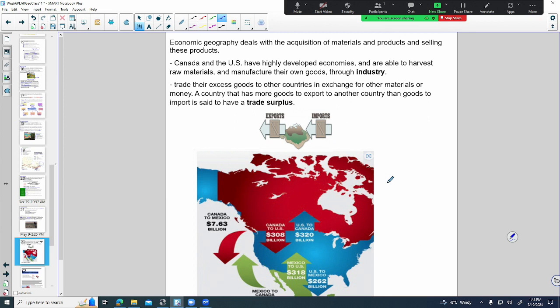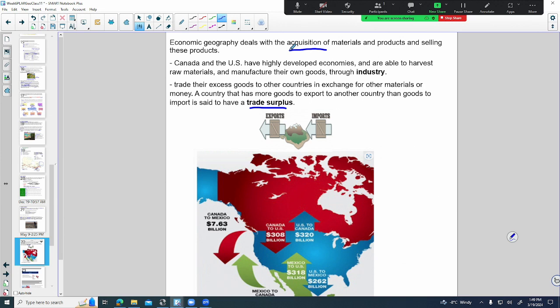Economic geography also deals with the acquisition. That means acquiring or getting materials and products and selling these products. So again, Canada and the US, they are highly developed economies. They're able to harvest raw materials, and they can also manufacture their own goods through industry. Okay, another term is trade surplus. So trade, they are also able to trade their excess goods to other countries in exchange for other materials or money.